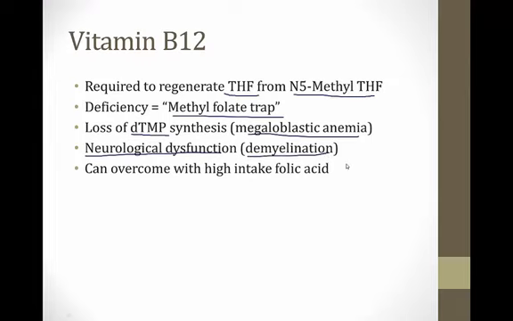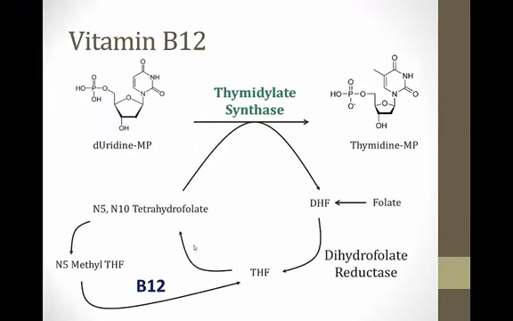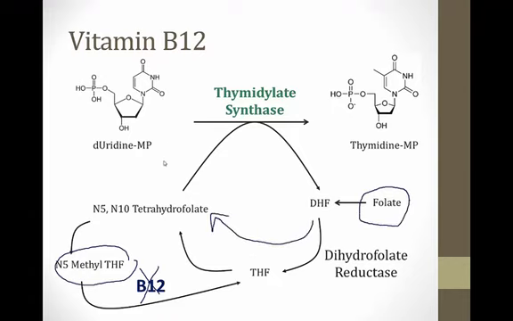And I talk about this in more detail in the neurology modules, but for our purposes here, just know that there is no neurological dysfunction associated with folate deficiency, but it is associated with B12 deficiency. In addition, you should know that you can overcome a B12 deficiency with high folic acid intake. If we go back to our overview slide here, when you're deficient in B12, your folate will get trapped as methyl tetrahydrofolate. However, if you consume enough folate in your diet, this will get converted to N5-N10 tetrahydrofolate, and it will continue to convert uridine into thymidine and overcome the B12 deficiency.